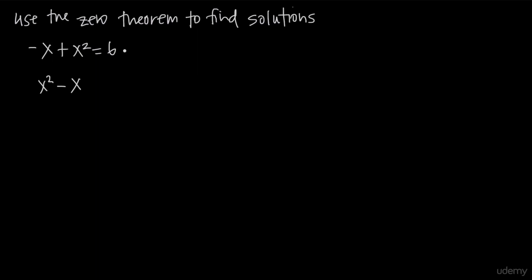So in order to get the right-hand side to be equal to 0, we need to go ahead and subtract 6 from both sides of the equation, so that on the right here we get 6 minus 6 equals 0. So we'll just go ahead and put negative 6 over here, and that's equal to 0.